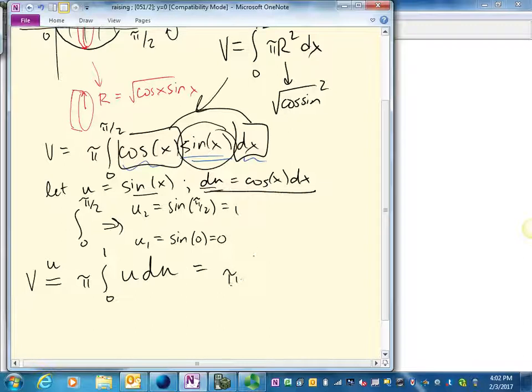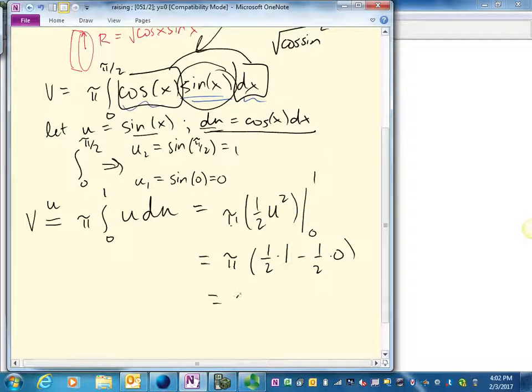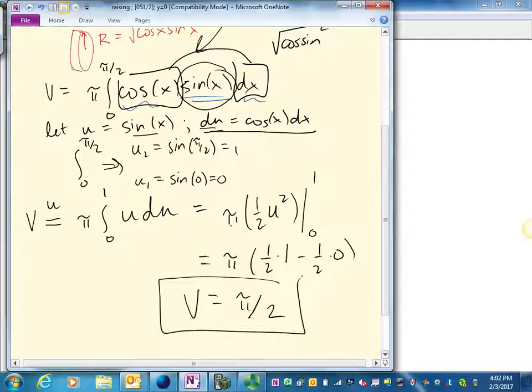I'm just going to use the power rule here. So pi, for that power rule, I get 1/2 u squared, evaluated from 0 to 1. Pi gives me, let's see, 1/2 times 1 minus 1/2 times 0. So my volume is pi halves. Okay, so there's the last example with that axis of revolution corrected on the worksheet.